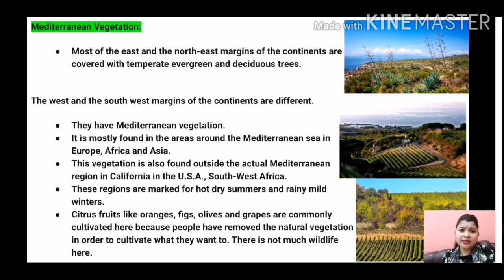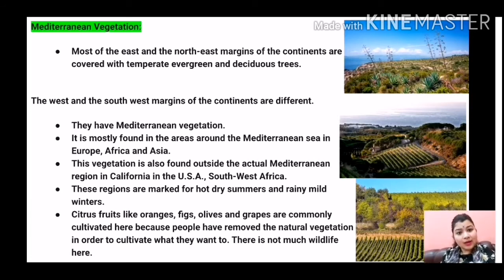It is mostly found in the areas around the Mediterranean Sea, okay, in Europe, Africa and Asia. So the Mediterranean Sea divides three continents, Europe, Africa and Asia. Actually, it is dividing Europe and Africa. In the middle the Mediterranean Sea comes, but in the eastern part you will find the continent Asia. So this vegetation is also found outside the actual Mediterranean region, in California in the USA, Southwest Africa.